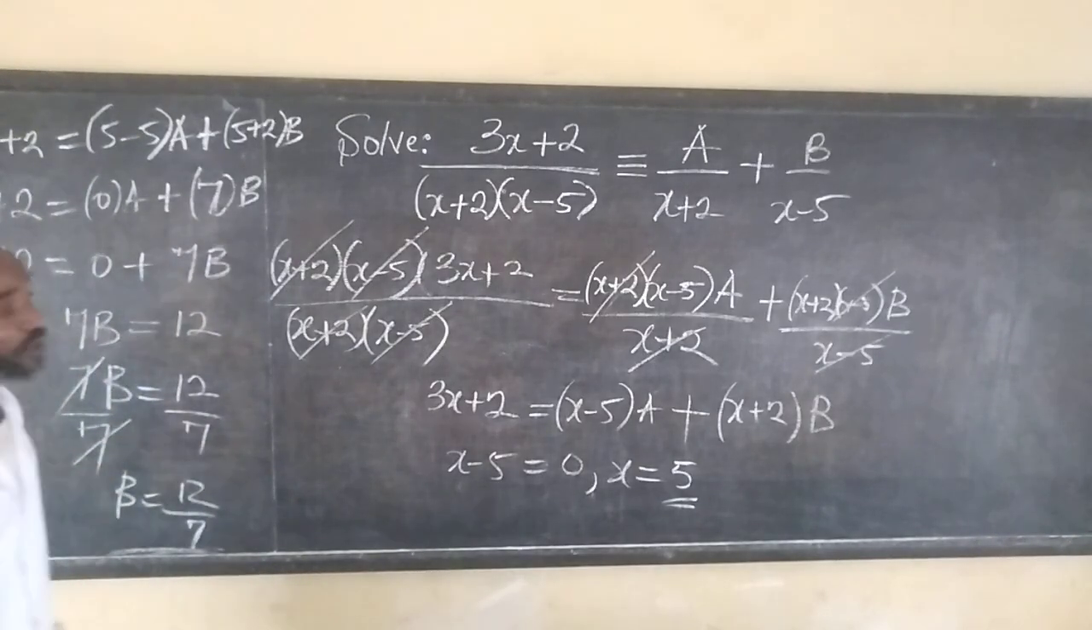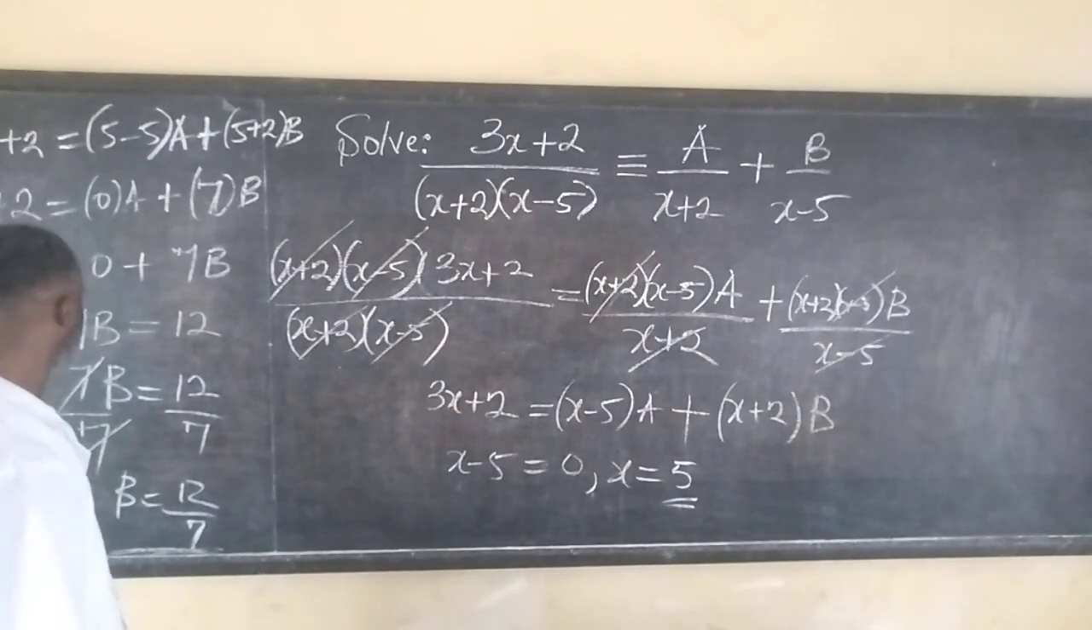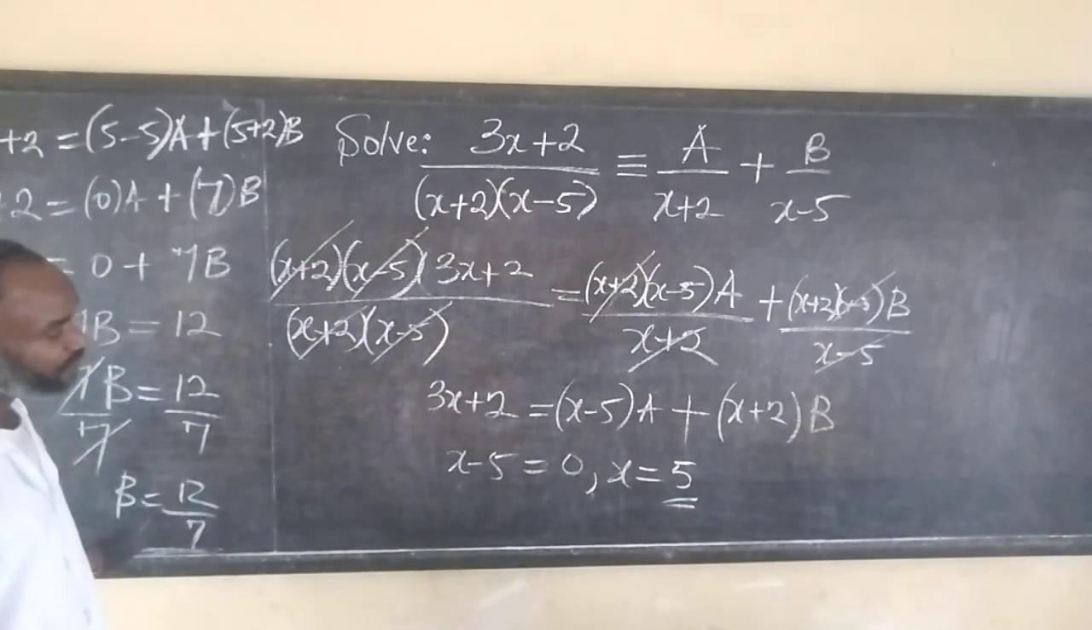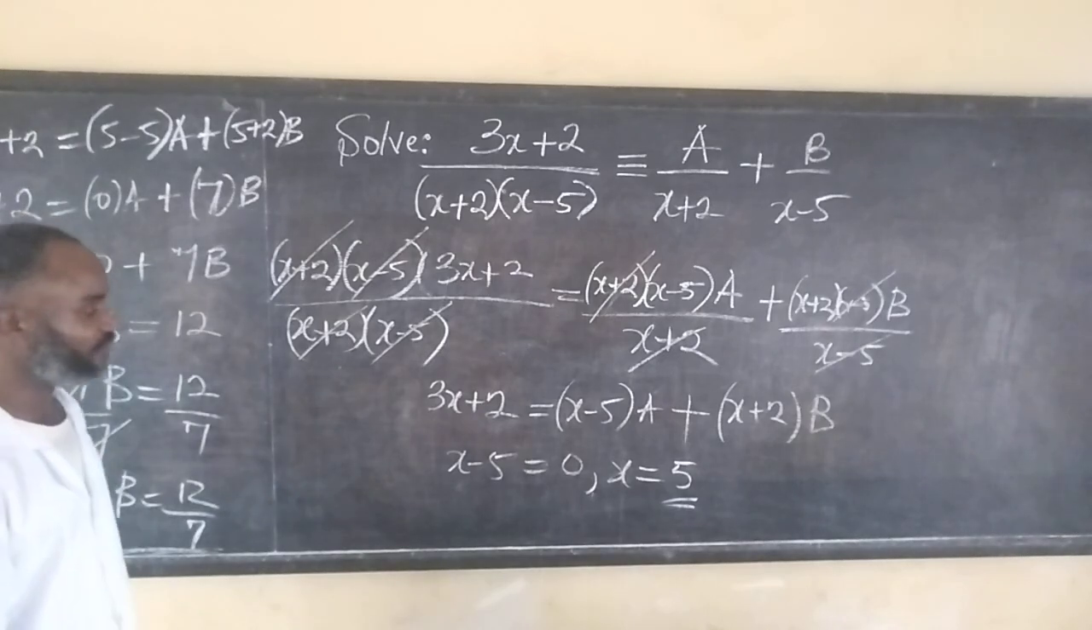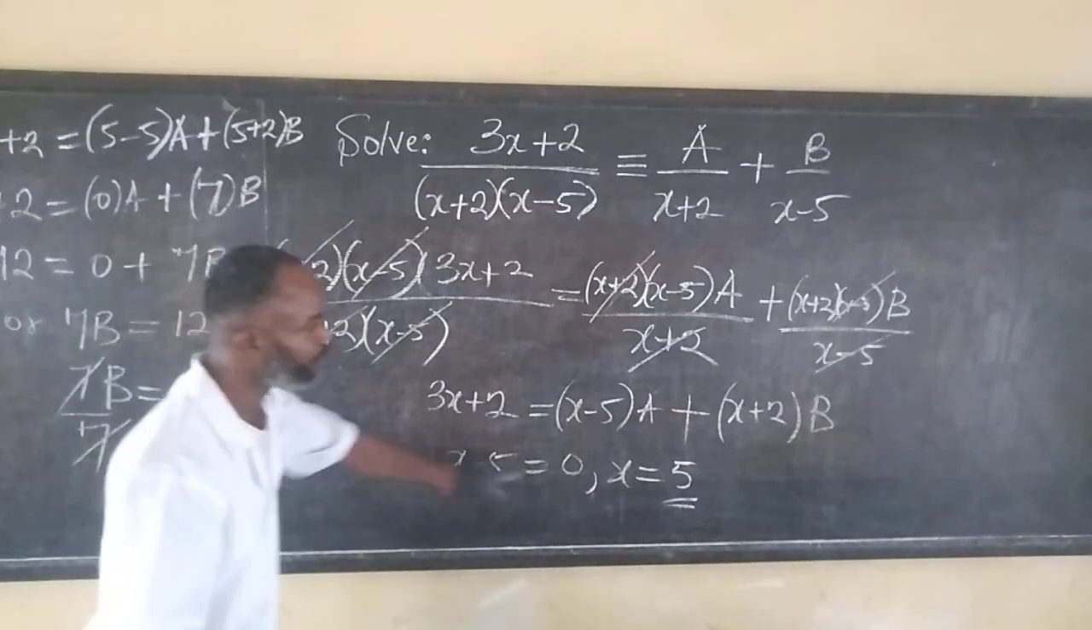So let's find the value of A. We found the value of B. Let's find the value of A. We can still go back to this point.